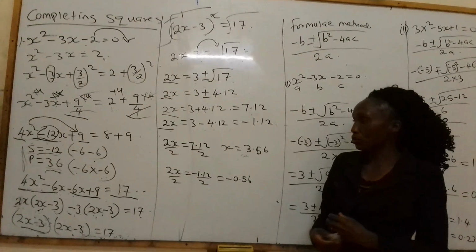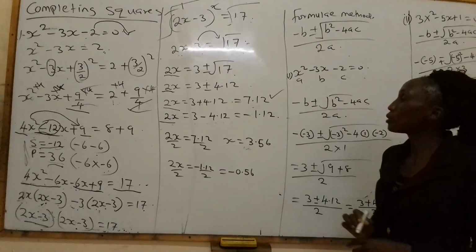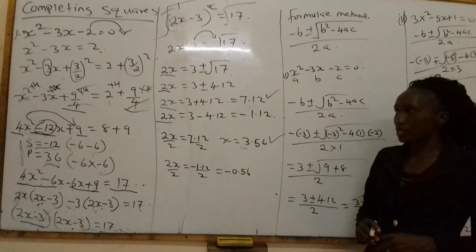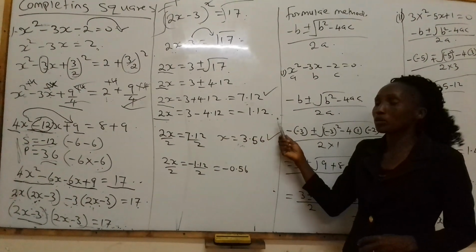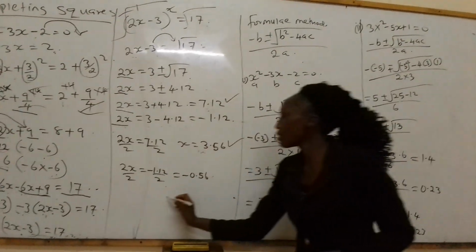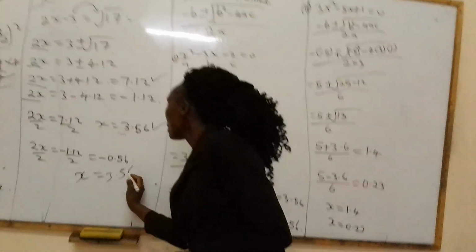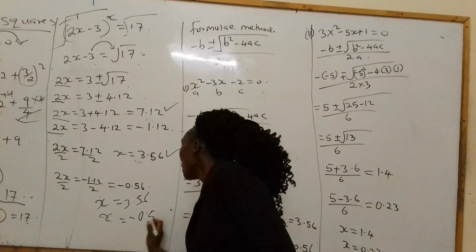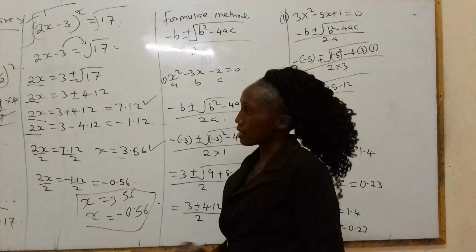We divide by 2. 2x is equal to 7.12. We divide by 2, you get 3.56. And then this other section, we have 2x is equal to negative 1.12. You divide by 2, you get the value of x. That means the value of x will now be 3.56, and the other value will be negative 0.56. Those are now the two values of x, the first and the second one.